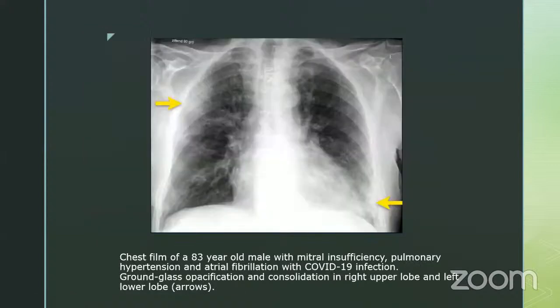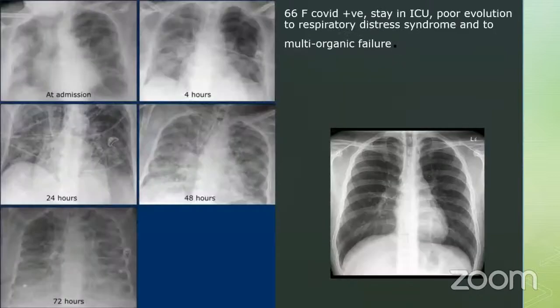This X-ray belongs to an 83-year-old man who was a known coronary artery disease patient. He had mitral insufficiency and was operated on, as we can see the sternotomy sutures here. Now he presented with COVID infection. Here we can see ground glass opacification in the right upper lobe, and here also we can see the ground glass haziness in the left lower lobe, which is developing as a consolidation. So this suggests he has lung involvement in COVID.